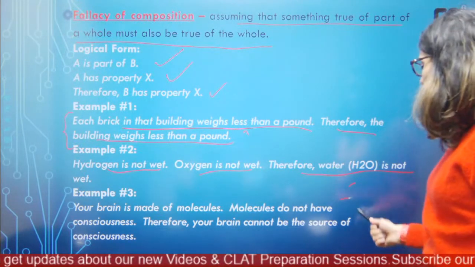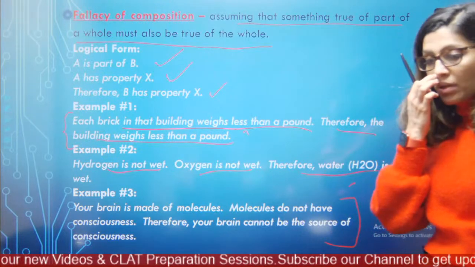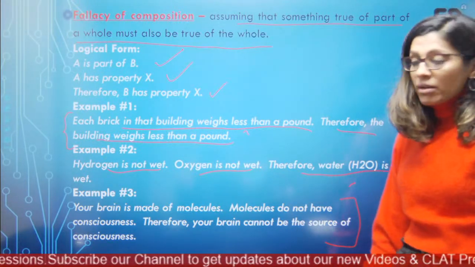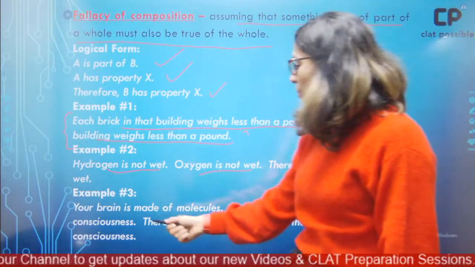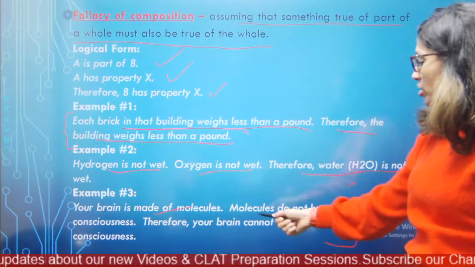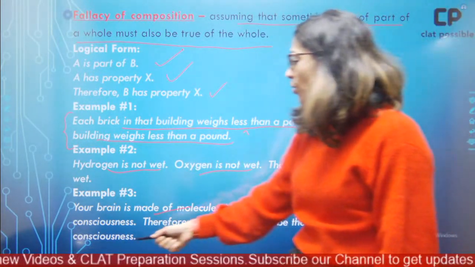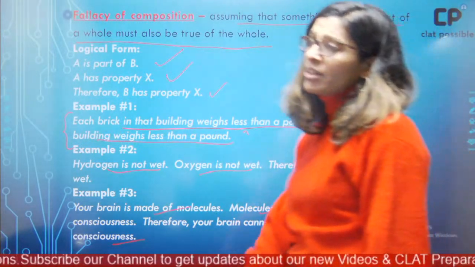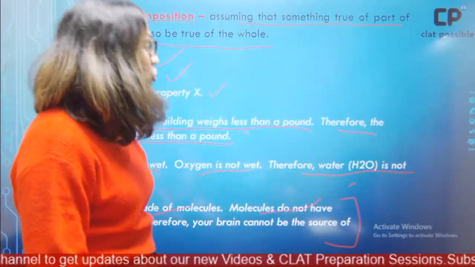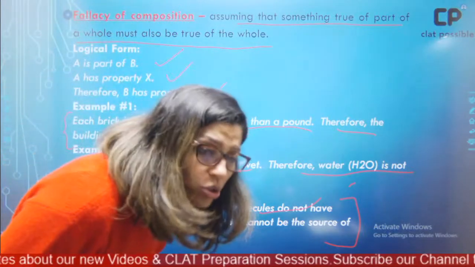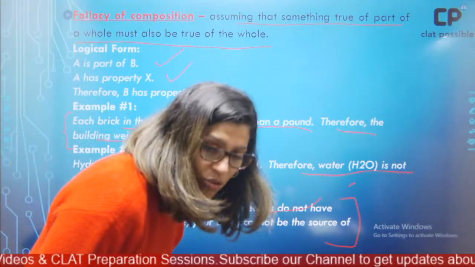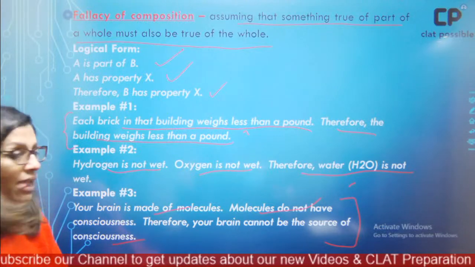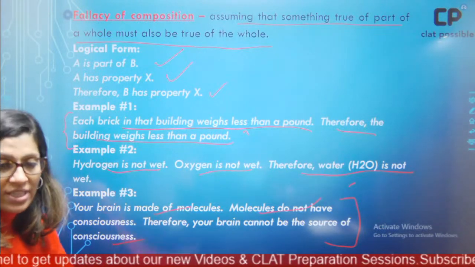And the last example, probably I picked it up from some Babaji. Your brain is made up of molecules. Molecules are not conscious, therefore your brain is not conscious. Or I think I heard the opposite. Your brain is conscious, your brain is made up of molecules, so each and every molecule of your brain is conscious or something. Right? So this is fallacious reasoning.